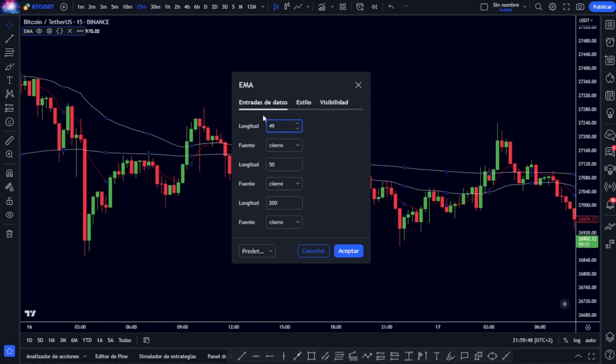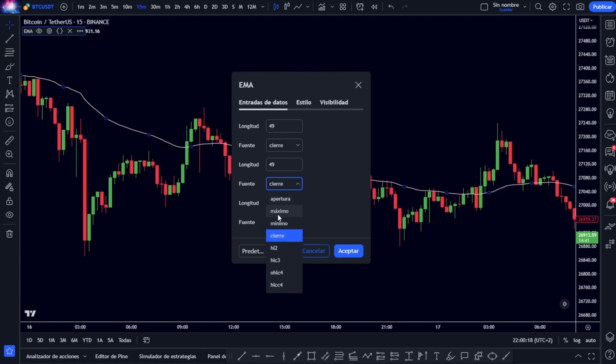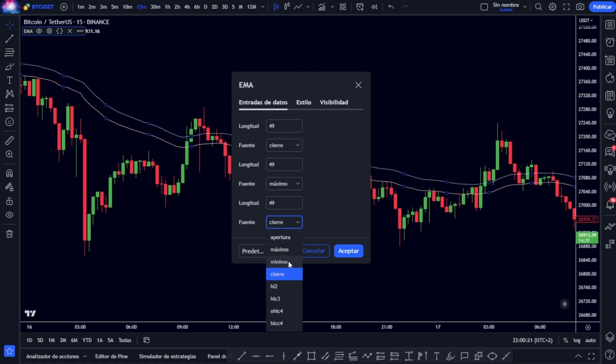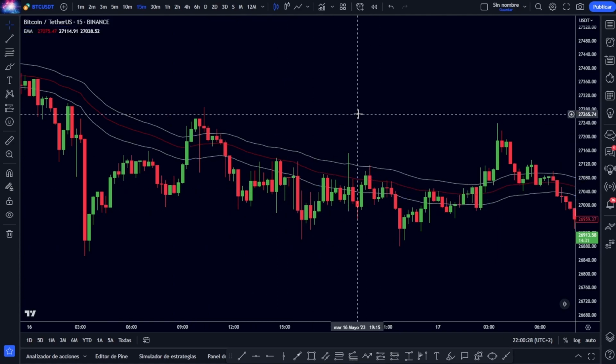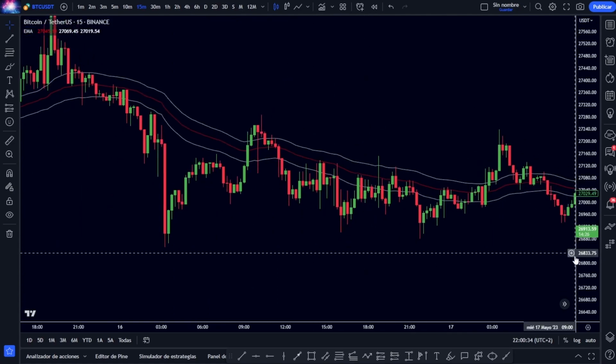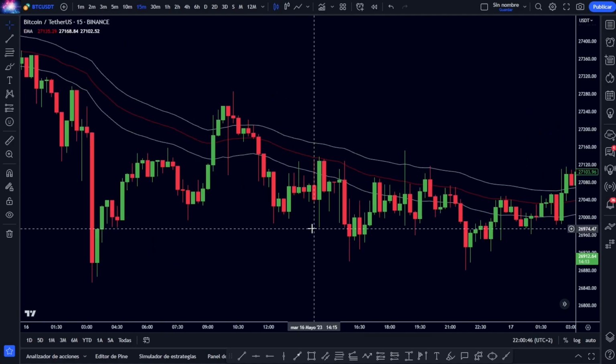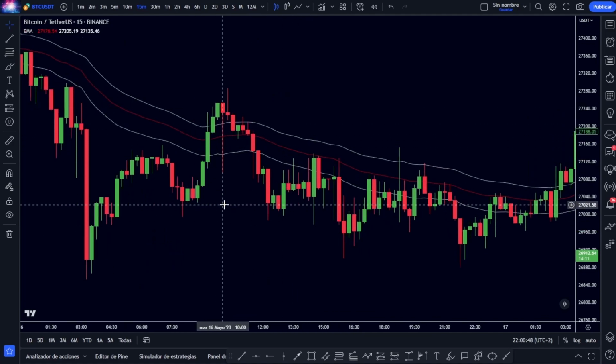We place in the first of them length 49, that actually we can place all 3 directly at 49. The first one we will leave in close mode, in the middle one we will place the high, and in the bottom one we will put the low. So we would get those 3 EMAs of 49 periods, but each one of them taking into account different variables of the data that it provides us.